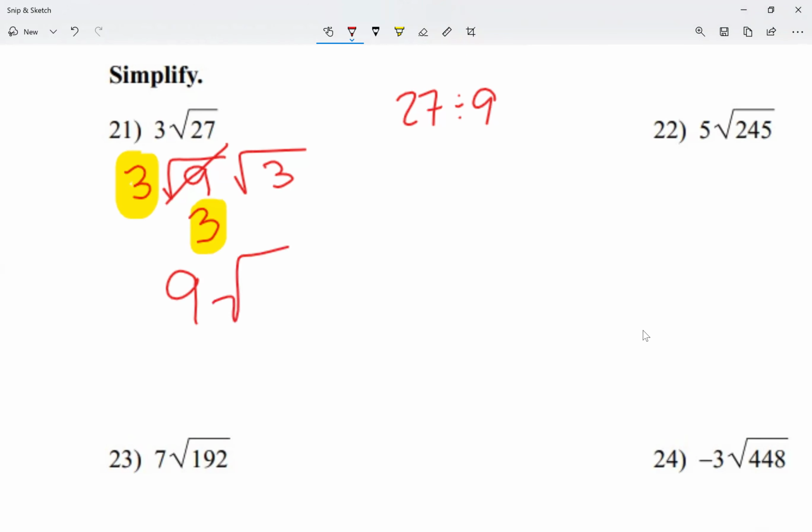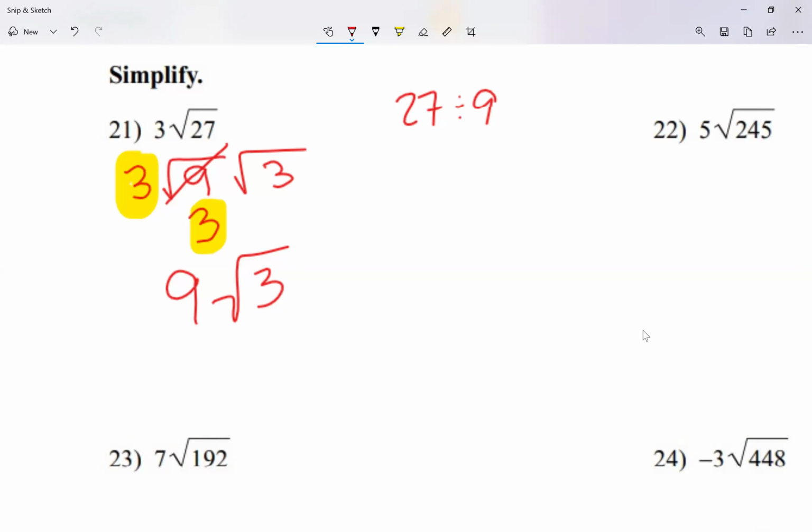So I start the way it was at the beginning. I have a number at the front and I have a radical. But my radical now, it's a smaller number. And then I ask myself, can I simplify this even more? Can I simplify radical 3 even more?